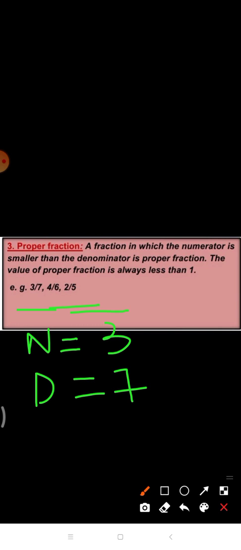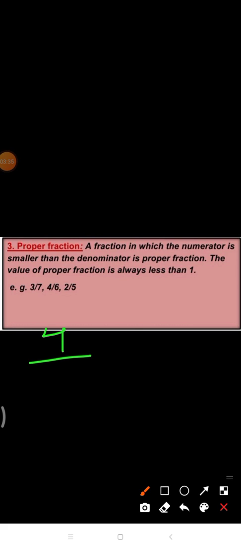Students, if you can observe, in first fraction, the numerator is 3 and the denominator is 7. So yes, here it's clear, the numerator is less than the denominator. 3 is less than 7. So the fractions in which the numerator is smaller than the denominator is called the proper fraction.